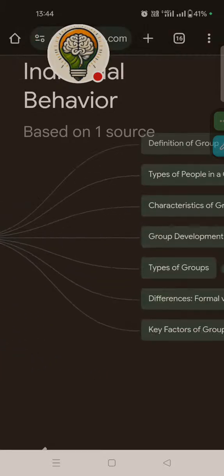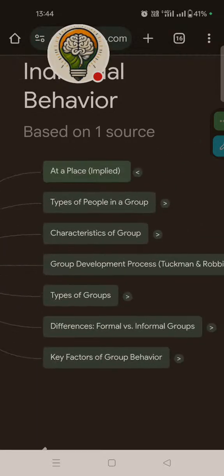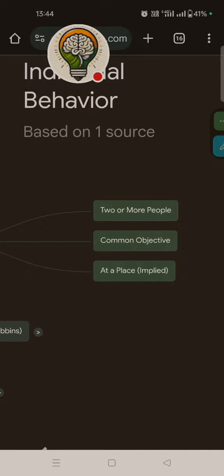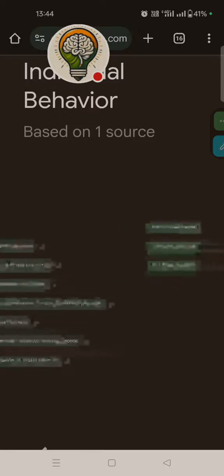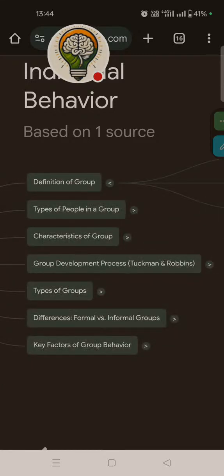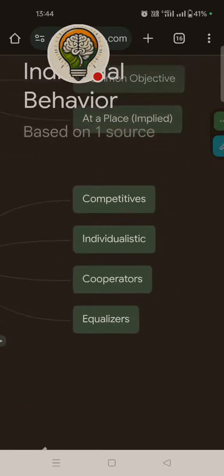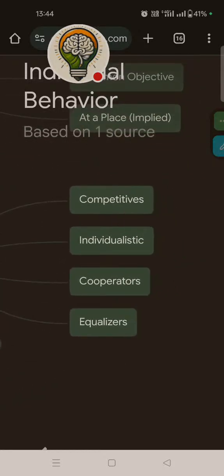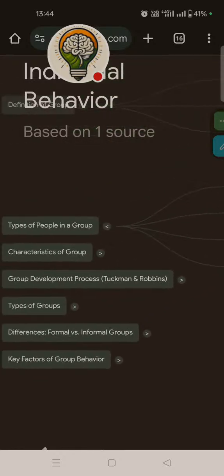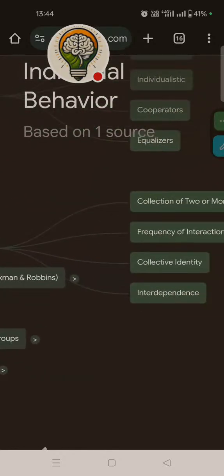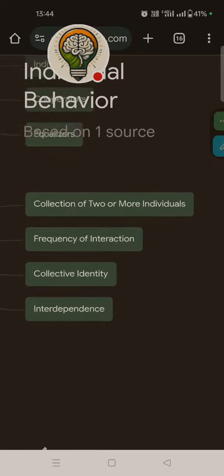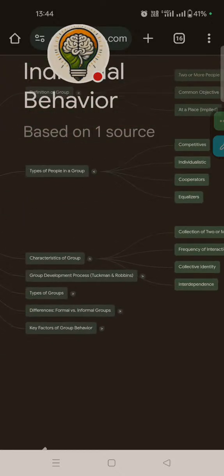Group behavior. The definition of a group: it is the formation of two or more people with a common objective. The types of people in a group are competitive, individualistic, cooperator, and equalizer. Characteristics of a group: a collection of two or more individuals, frequency of interaction, collective identity, and interdependence.